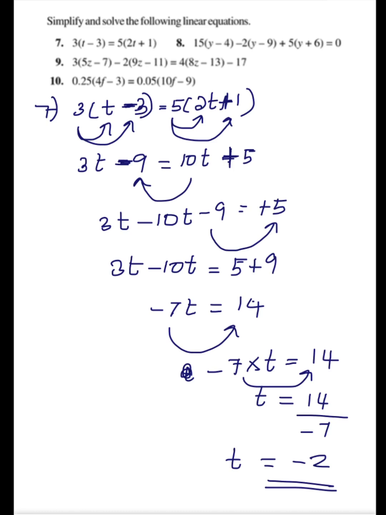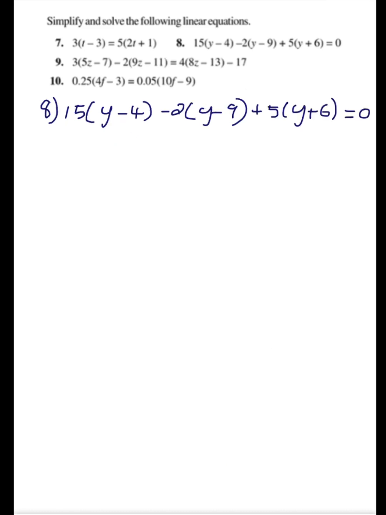Now let's see the eighth question. 15 into (y minus 4) minus 2 into (y minus 9) plus 5 into (y plus 6) equals 0. Okay, this is our eighth question. So here also for simplification, let's open the brackets first. Okay. So what is 15 into y? It's 15y. Okay. 15 into y is 15y. Now minus. Let's put the minus. Now 15 into 4. What is 15 into 4? It's 60. Okay. 15 into 4 is 60.